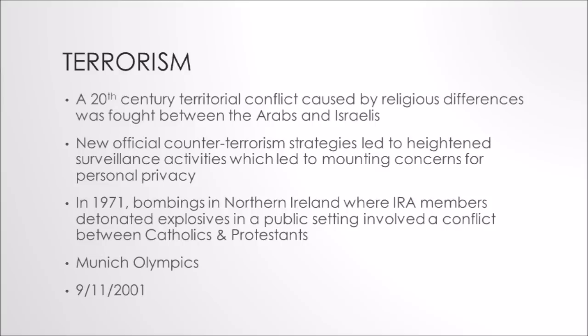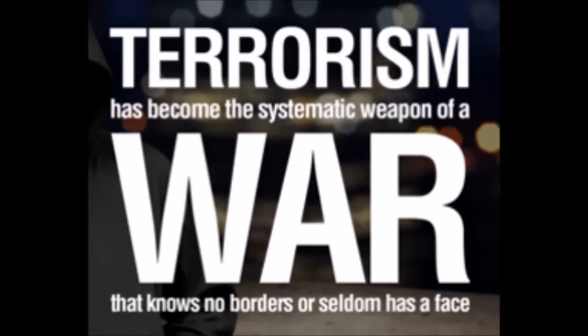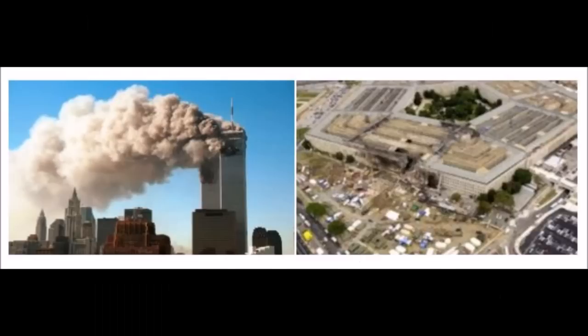In 1971, bombings in Northern Ireland, where IRA members detonated explosives in a public setting, involved a conflict between Catholics and Protestants. In 1972, there was the Munich Olympic massacre, and on 9/11/2001, Al-Qaeda flew planes into the Twin Towers in New York City, into the Pentagon in Washington, D.C., and also crashed a plane near Pittsburgh, Pennsylvania.